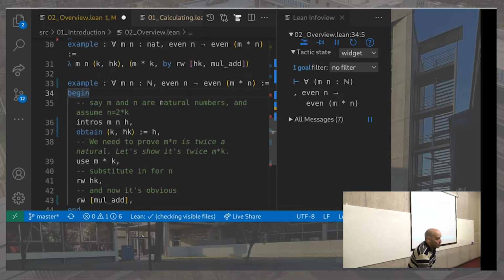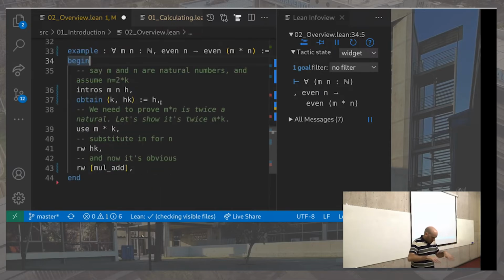So the elaborator will take this proof written by us and translate it into something unreadable that you don't want to see at all, and the kernel will say I'm happy or not. We will see what it says at the end of the proof.